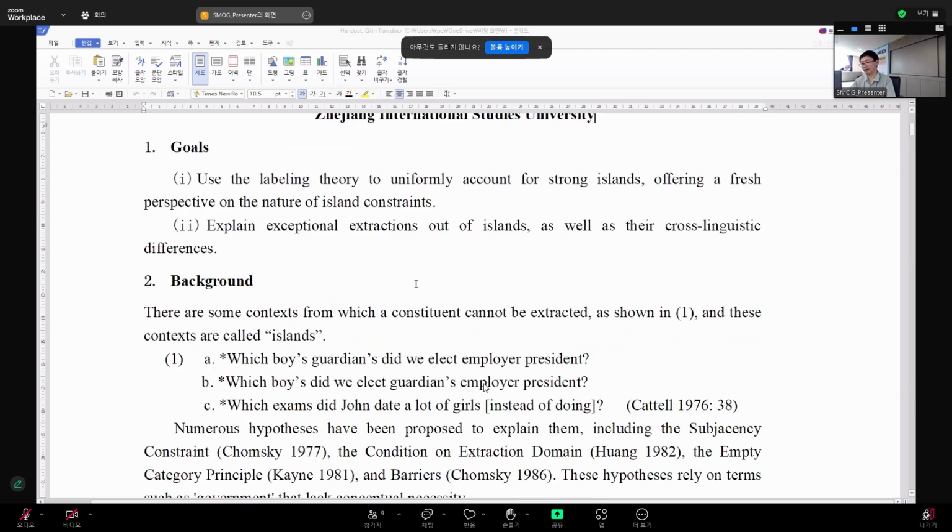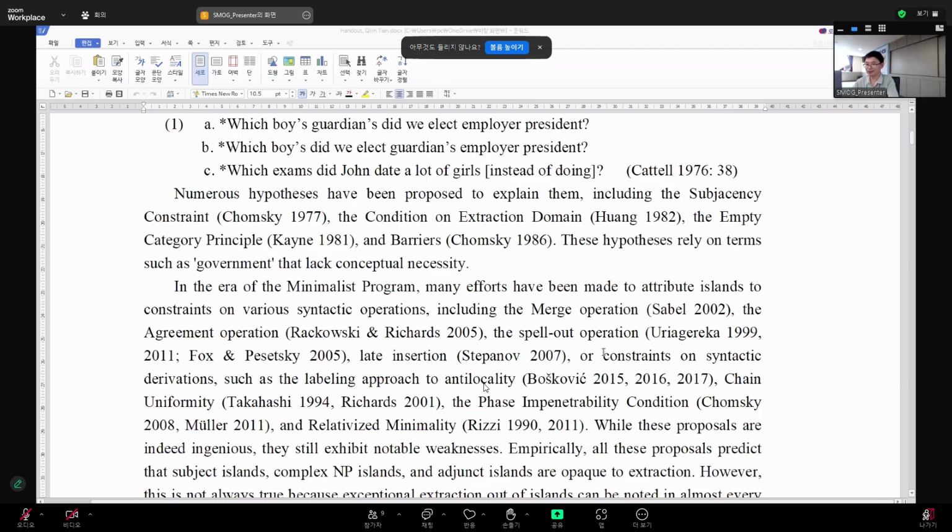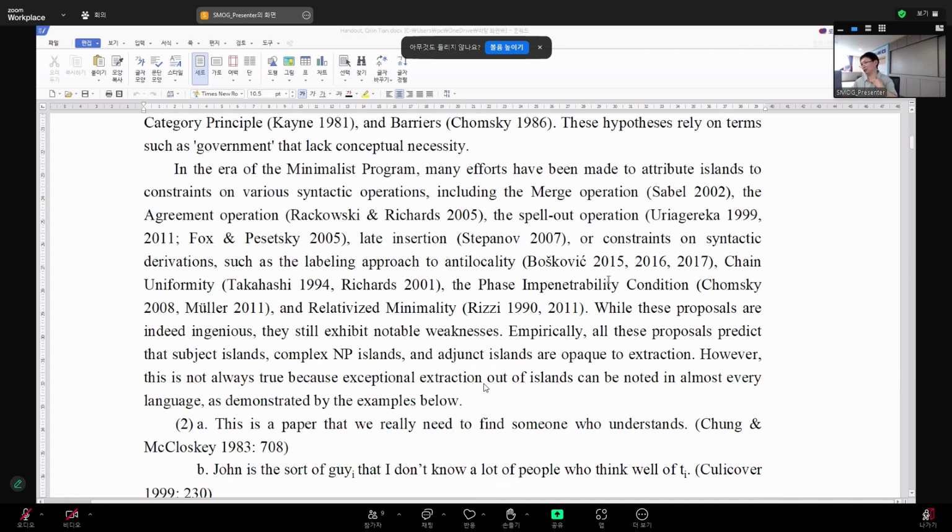We know that there are some contexts from which a constituent cannot be extracted, and these contexts are called islands. Many hypotheses have been proposed to explain them, including the subjacency condition and CED. We know that these hypotheses rely on government, which has no conceptual necessity. In the minimalist program, many efforts have also been made to attribute islands to constraints on various syntactic operations such as Merge, or constraints on syntactic derivations such as the labeling algorithm, anti-locality, or PIC.